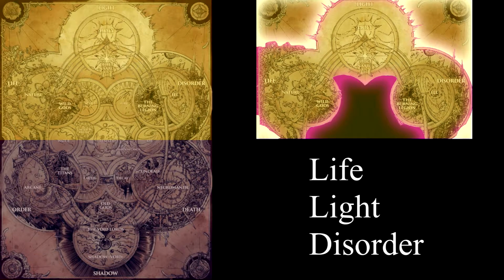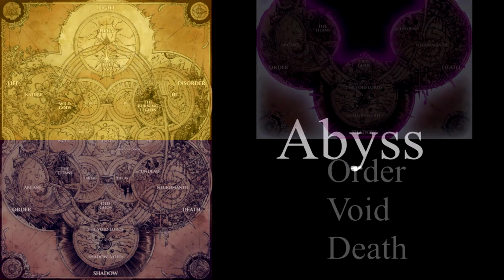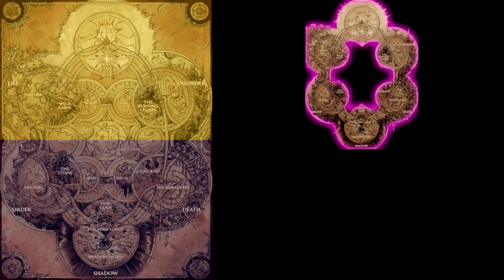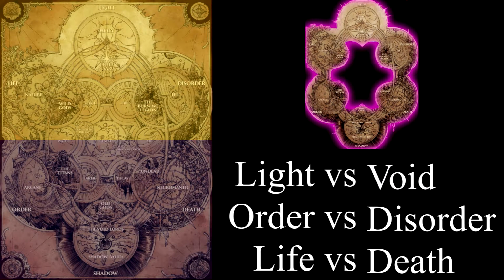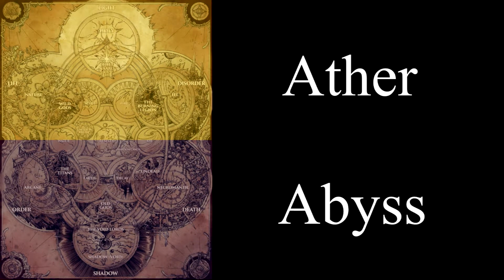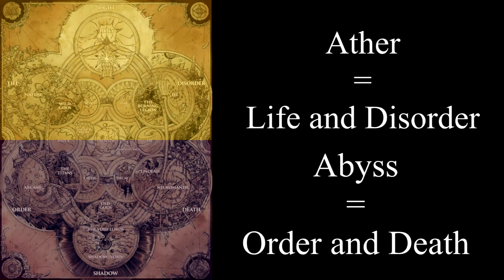Those magics being life, light, and disorder. And if we were only influenced by the Abyss, we would only have the magics of order, void, and death. What I'm basically saying is that yes, the 6 greater magics do show balance against each other. But what I'm also saying is that the light and the void, in regards to Aether and the Abyss, also have balance within them, as in a greater form of balance in regards to their respective spectrums.